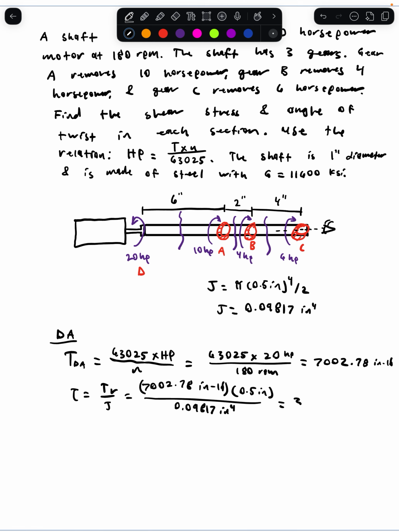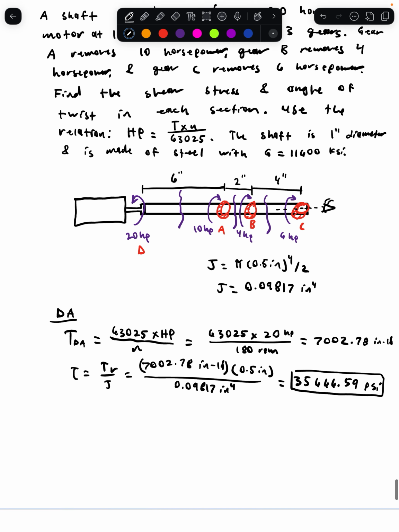That's going to be 35,666.59 psi. And then let's go for the angle of twist now. So the equation for that is T, torque, times the length over GJ. This length here is the length of the section that you were looking at. So for this first section, it's going to be 6 inches.